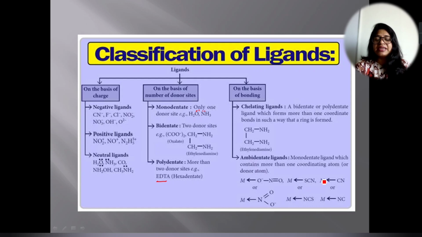Ambidentate ligand. An ambidentate ligand is a single ligand that can donate through two different sites. This I am again telling in my next video.